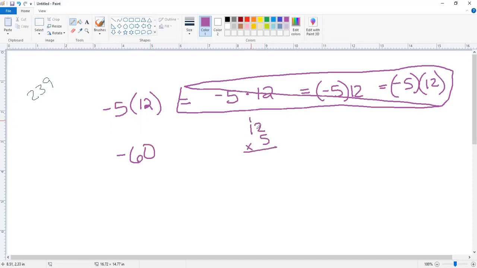And if you didn't remember it, we could do our multiplication. 5 times 2 is 10, carry the 1. 5 times 1 is 5, plus 1 is 6. All right, so negative 5 times positive 12 is a negative 60.